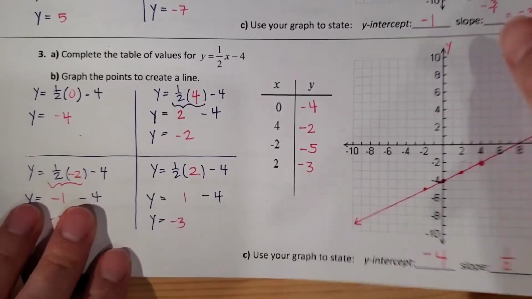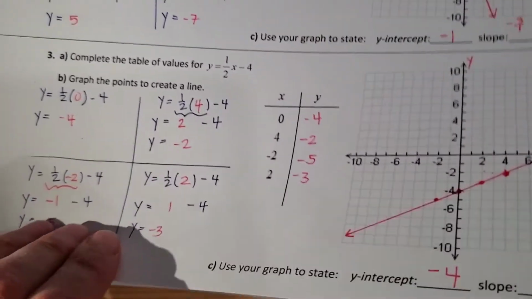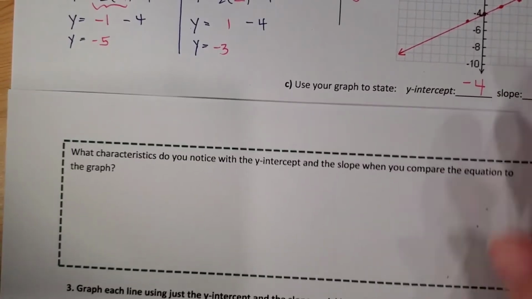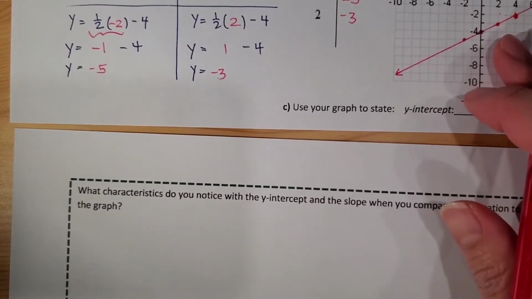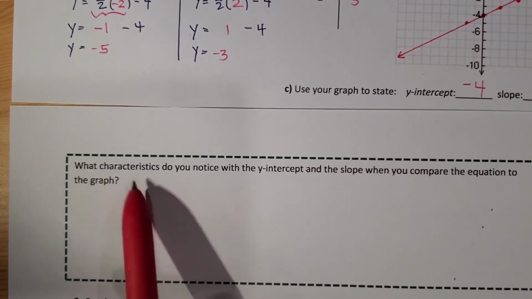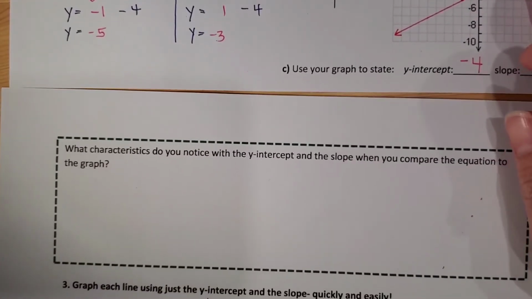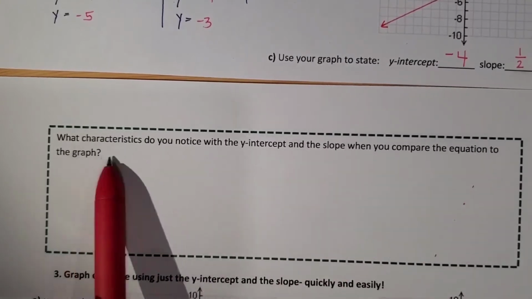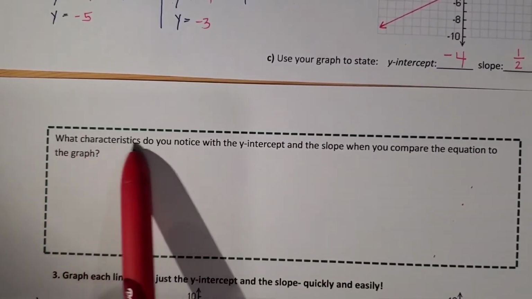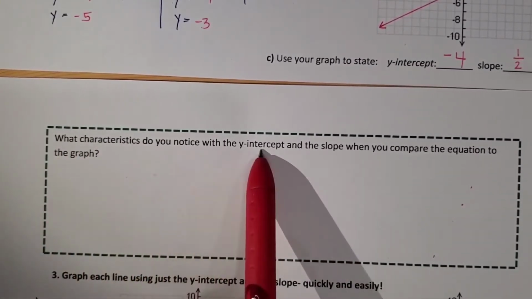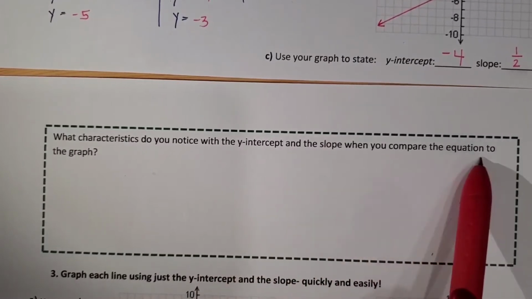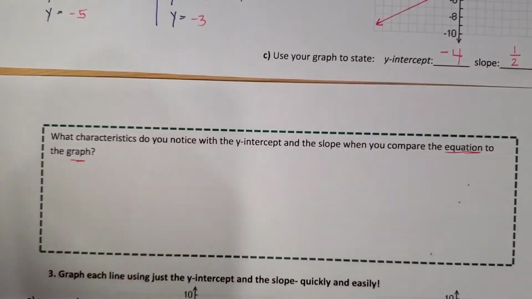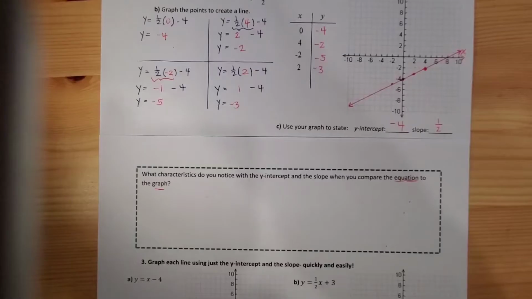All right, so here's the thinking part. So let's flip to the next page or behind. I want you to look at the previous 3 questions, okay? What characteristics, so again, this is the same as in lesson 7 where I asked you to pause this so that maybe you can think about answering this question, okay? What characteristics do you notice with the y-intercept and the slope when you compare the equation to the graph? So look at the equation and then look at the graph. Okay, pause it now and try to figure it out.